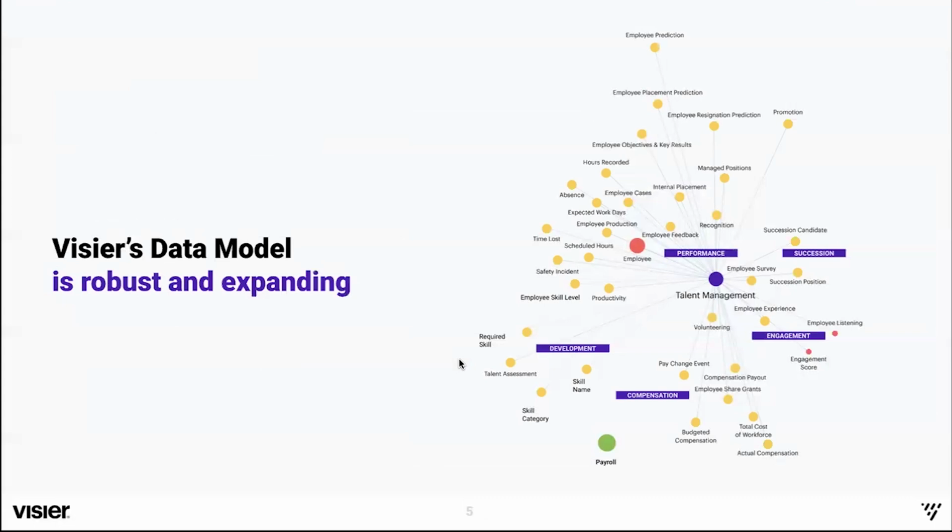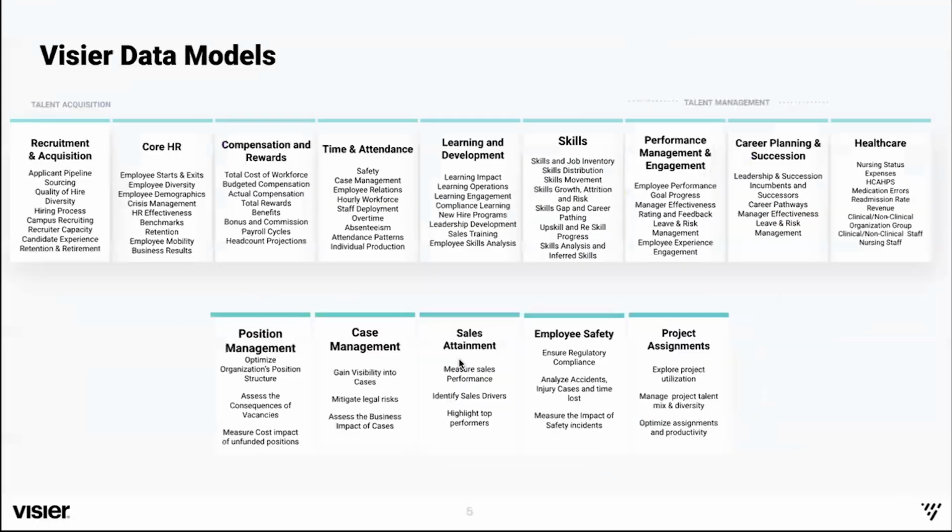Visier's data model is really all centered around people. We're expanding out past people to include position management, sales attainment, safety and project assignments. We're dabbling in finance. But on the top here, you can see the core applications that Visier has been building out and refining over the last 14 years, all the way from pre-hire to retire. These are available off the shelf. But if you're a software vendor, you likely want to use some of these applications and their supporting data models. You probably want to extend those as well. Make it your own, make it unique to your customers, their use cases, their domains and industries and specializations.